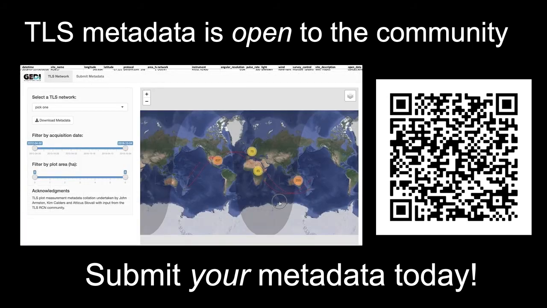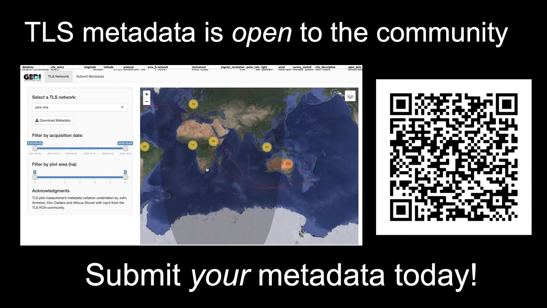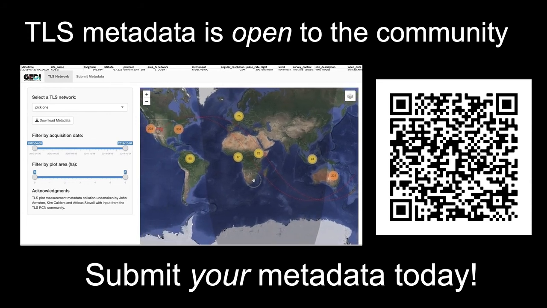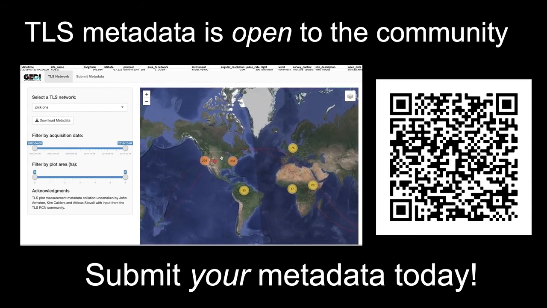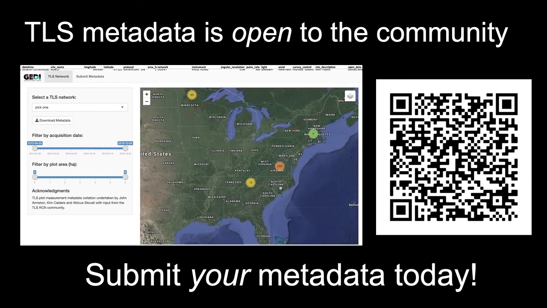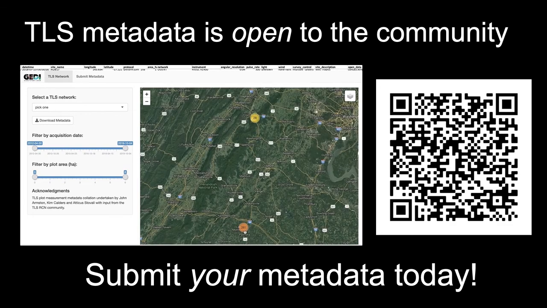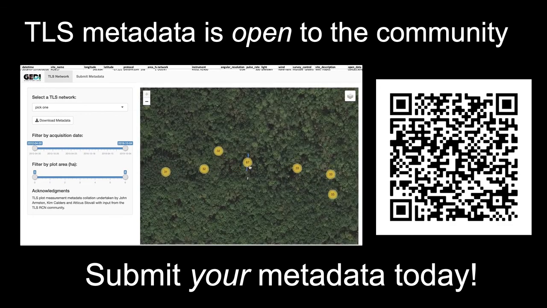On top of that, you'll get a link to a navigable map that Joan Armston has put together here. A really nice interactive map that you can use to understand and interrogate some of this terrestrial laser scanning metadata, and it serves an incredible purpose of telling you where it is and the quality of the data that exists there.